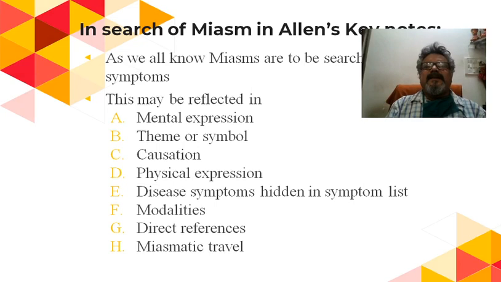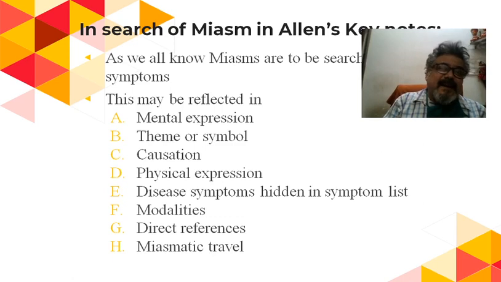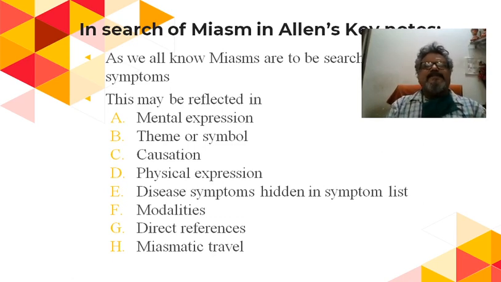Now, in search of miasm in Allen's Keynotes, where to search for miasm in Allen's Keynotes? We all know we have to find miasm from symptoms only, because in the symptoms only the miasms are written. Written means the concept is written. In miasmatic medicine, what are the areas that can be searched? This may be reflected in mental expressions, this may be a theme or symbol or comparison, or it may be at the level of physical expression: disease symptoms with the hidden symptom list, modalities, direct references, and the miasmatic tropism, or what we call miasmatic cleavage of it. Now let us see.